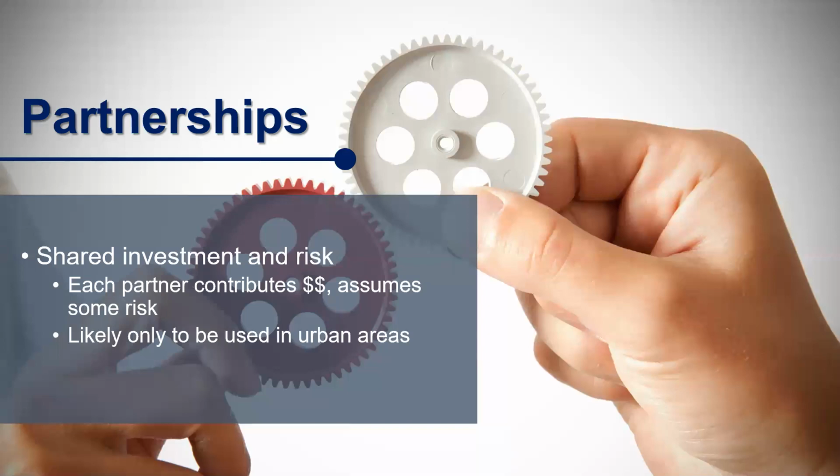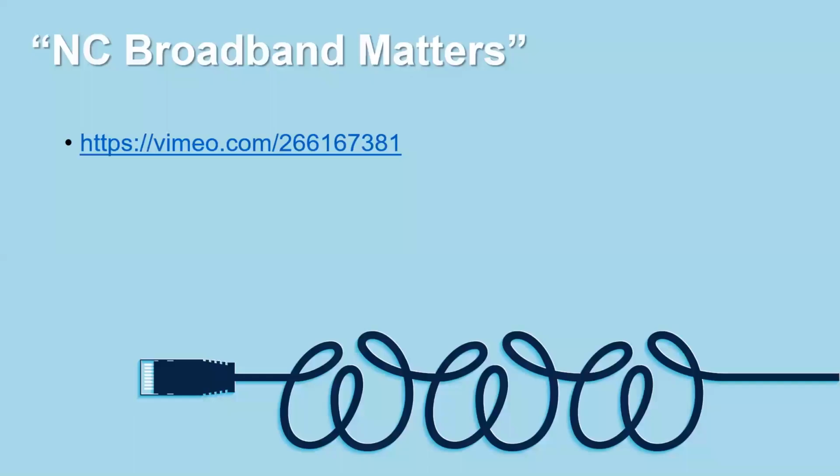The final model that we see across the country is one that's called shared investment and risk. And this is really where each partner can bring financial resources to the table, and each partner, therefore, is assuming some risk for the success of this system. Right now, we see this type of model really only being successful in urban areas where you have a large customer base, but that's not to say it won't mature as time goes on and be something that we see more frequently in less dense areas.